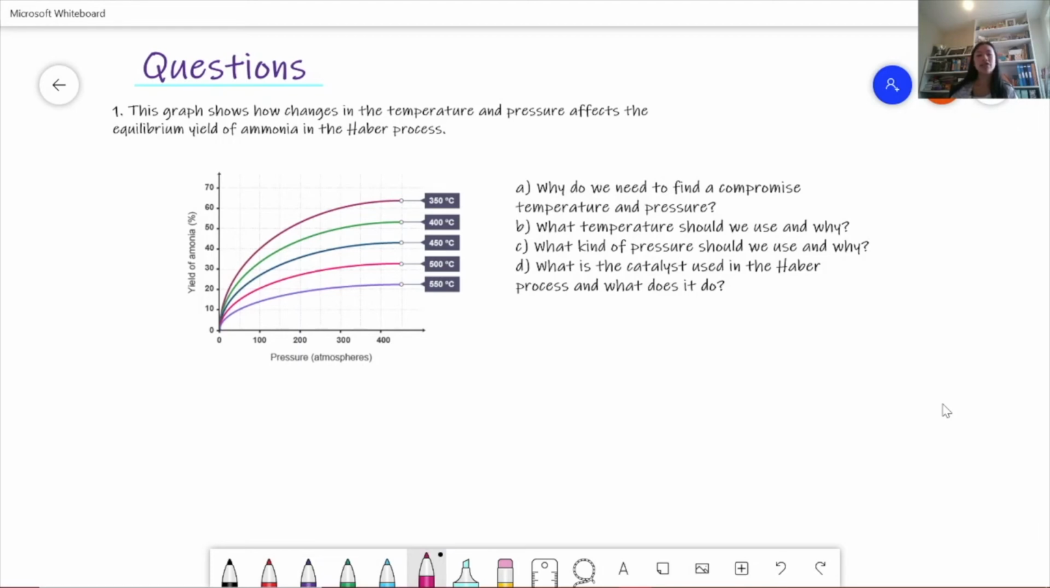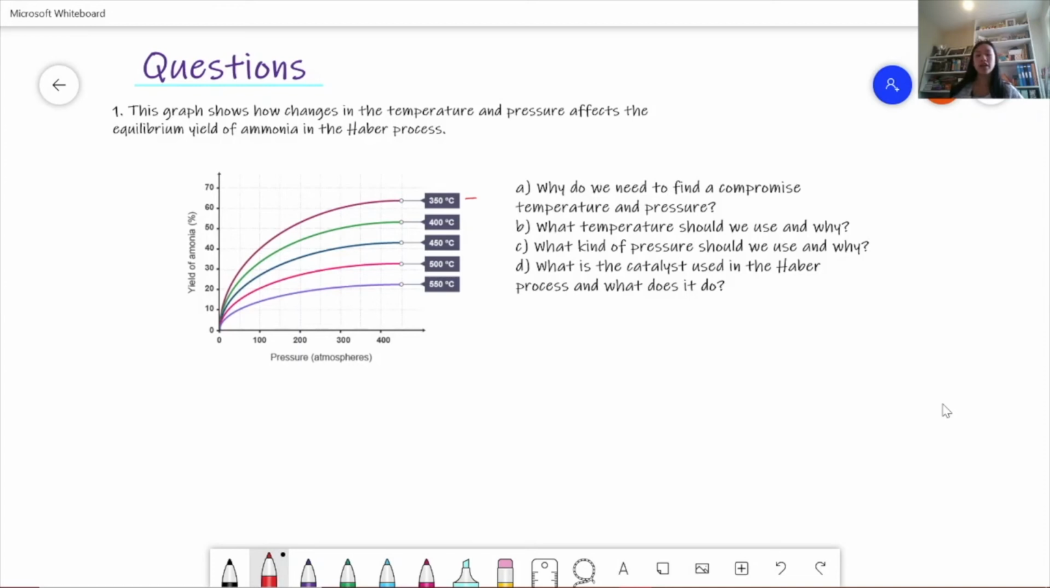The first one says, this graph shows how changes in the temperature and pressure affect the equilibrium yield of ammonia in the Haber process. So question A asks us, why do we need to find a compromised temperature and pressure? Well, from the graph, we can see that if we use a really low temperature, such as 350 degrees Celsius, the yield of ammonia is the biggest. However, if we use such a low temperature, it would cost the building running the plant a lot of money because the rate of reaction is very, very slow. And so they would have to pay for stuff like lighting and staff members to monitor the reaction.